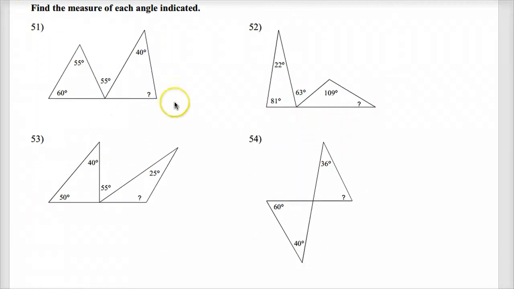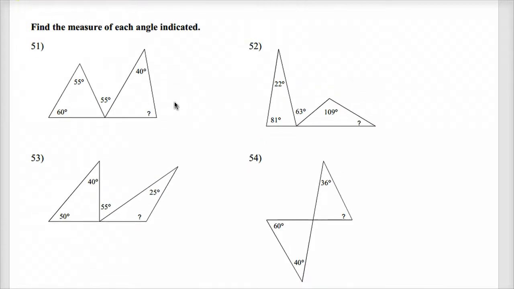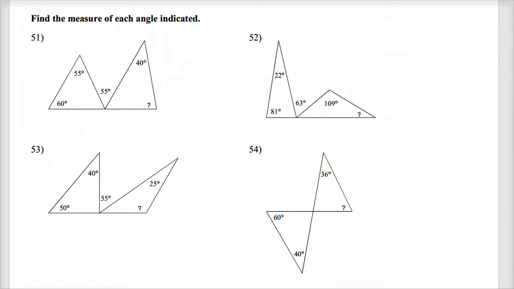51. Okay. So what I'm looking at is I see a whole lot of stuff. So first, let's just take it one step at a time. I'm going to find this red, because if I could find that red, I know that I could find some more. So let's start with the red part. I know that the red plus 60 plus 55 all add up to 180.